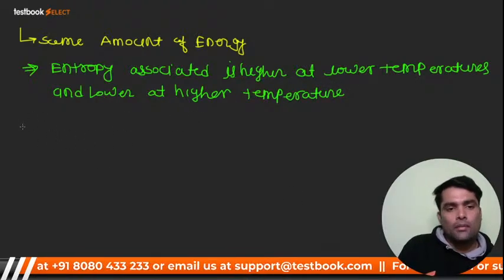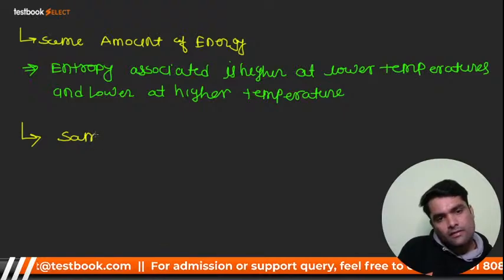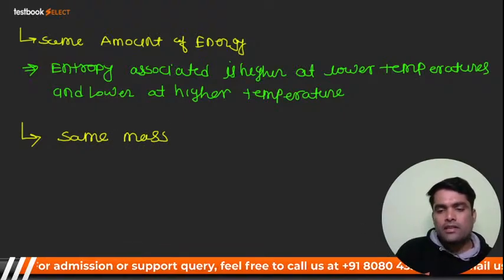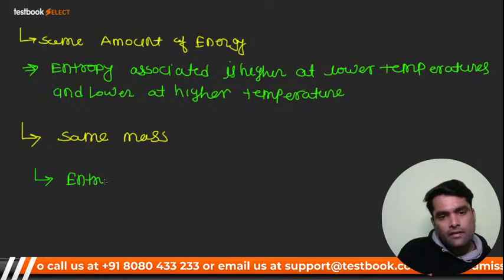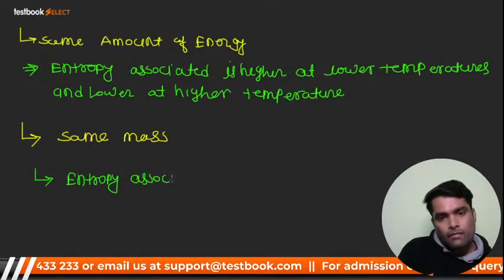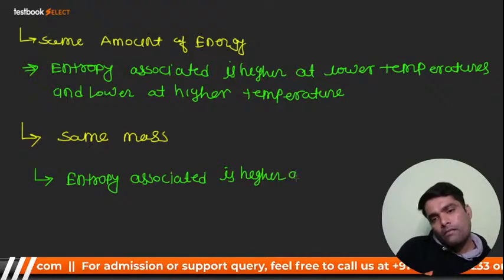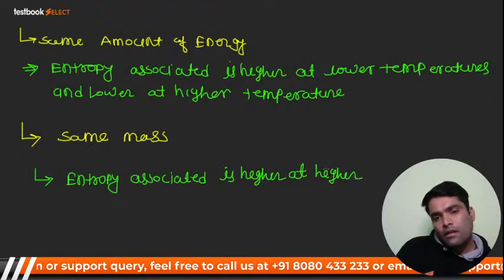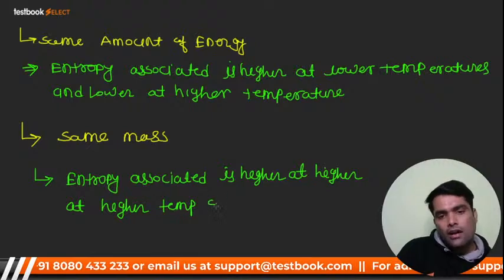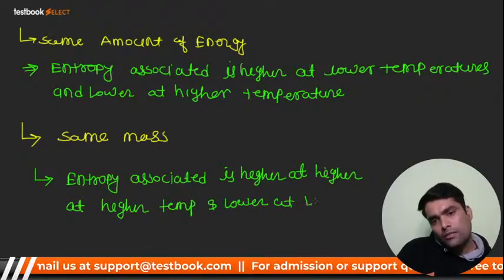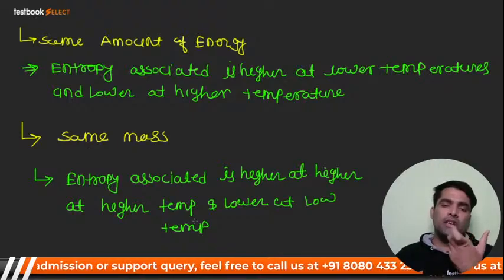Okay. Now, my dear, if you are talking about the same mass, then see here: entropy associated is higher at higher temperature, and lower at low temperature. Because the temperature difference will be smaller, so the entropy will be lower. If the temperature difference increases, definitely the heat increases.